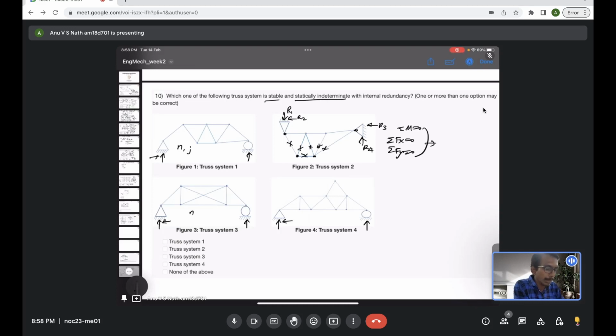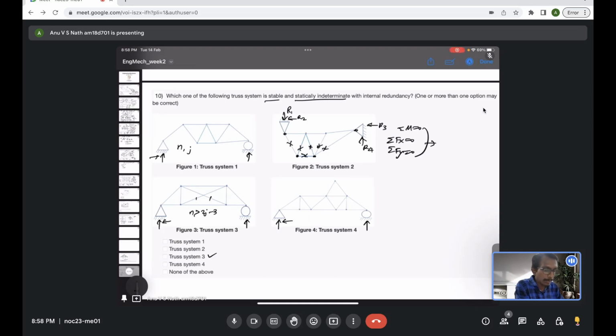You can just use n = 2j minus 3 to check. You will find the number of links is greater than 2j minus 3. It's over-constrained. So the forces in these members, this and this member, you cannot explicitly evaluate. One extra variable is there. So it's internally indeterminate. External forces are determinate, internally indeterminate. So 3 is indeterminate, but it is stable. It's actually super stable. It's a superstructure.